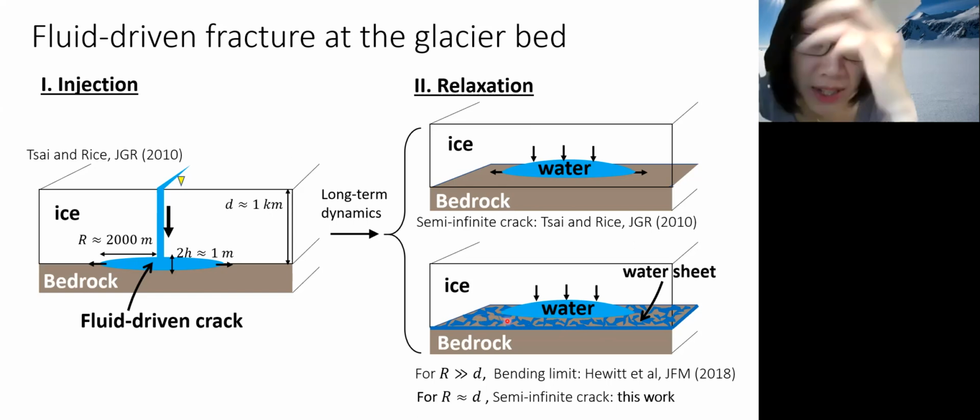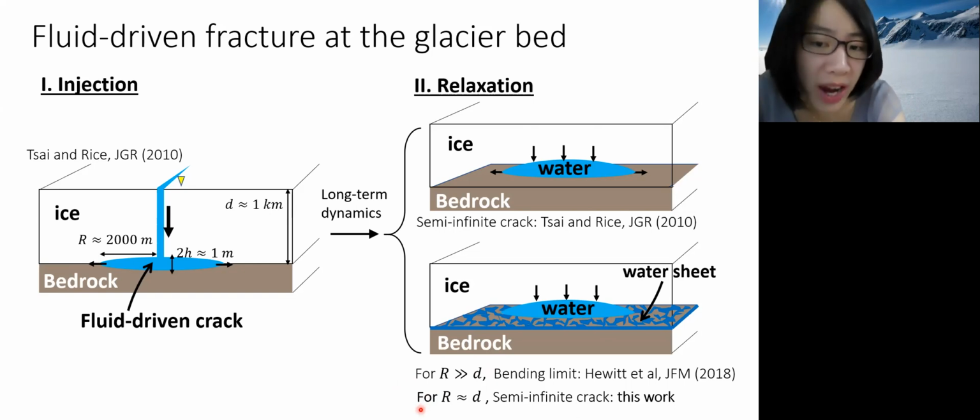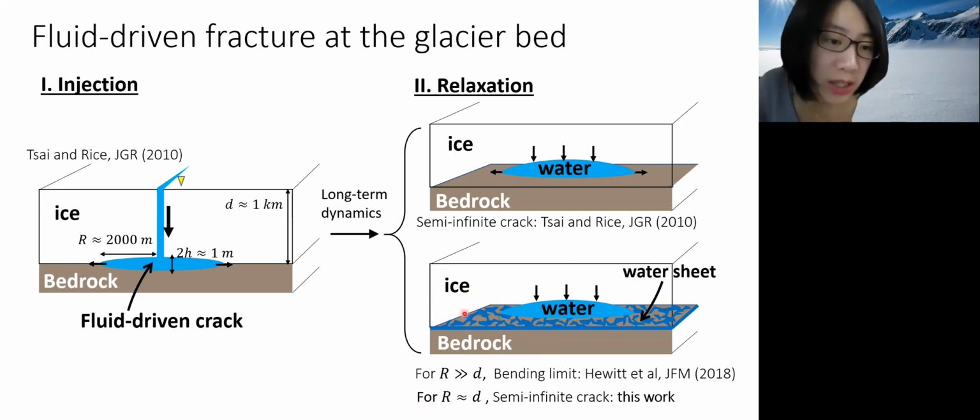A similar system has been studied previously by Huey et al., considering the bending region where the thickness of the ice sheet is much smaller compared to the radius of the blister. But here we focus on the region for a semi-infinite crack, which is appropriate because the blister radius is on the same order as the ice sheet thickness.